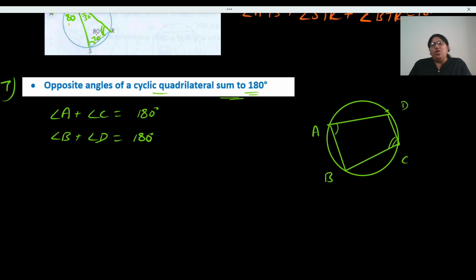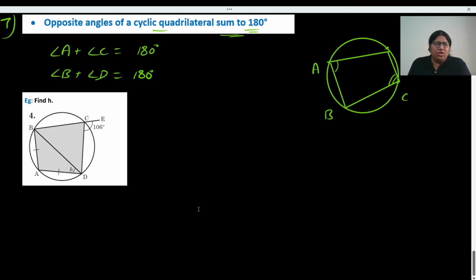Sometimes we use the converse also. If the opposite angles in a quadrilateral sum up to 180 degrees, we will say it is cyclic. So you use vice versa sometimes also. It says here, find out H.